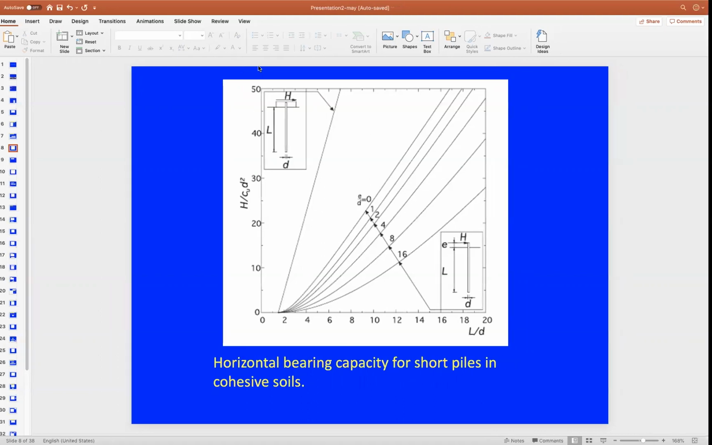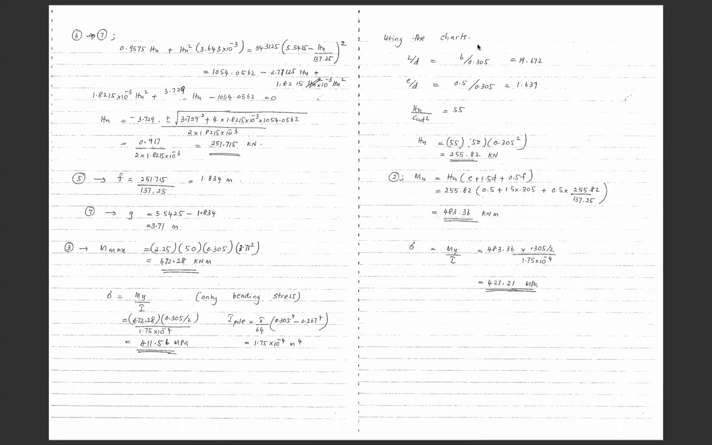So we're going to get a different answer if we use the charts, because our approximation for this value will be different from one person to another. Here our approximation will be 55, and then you need to multiply 55 by Cu D squared to get the value of Hu. So as you can see, using the chart, this is the solution for the problem.